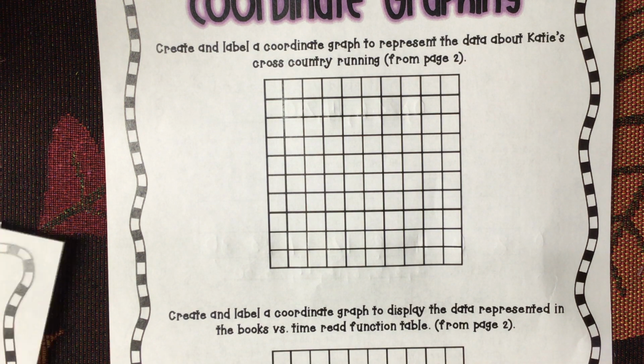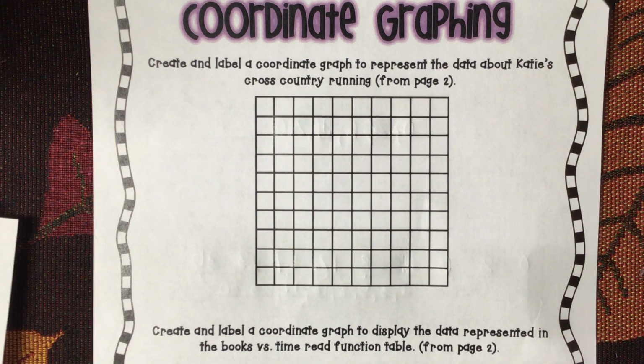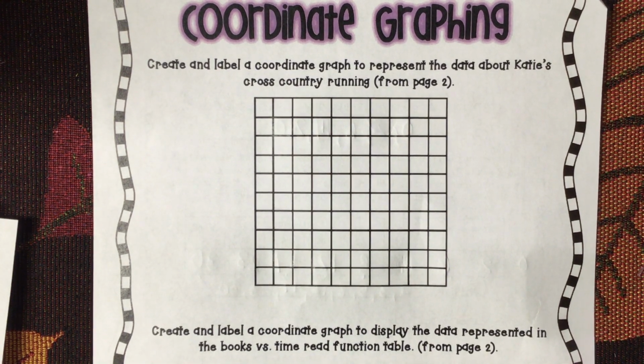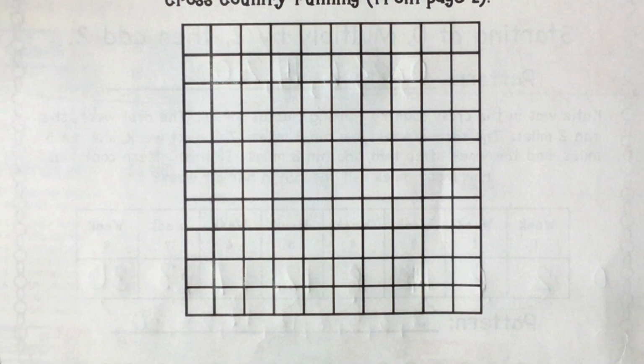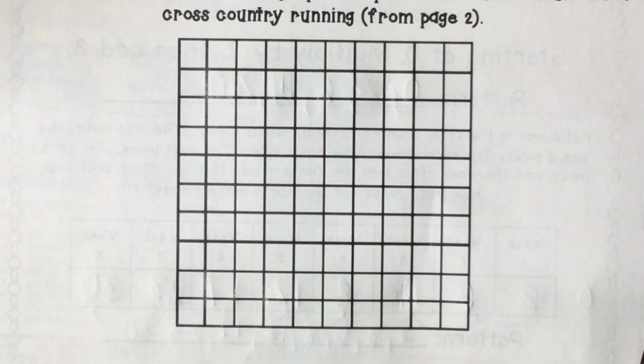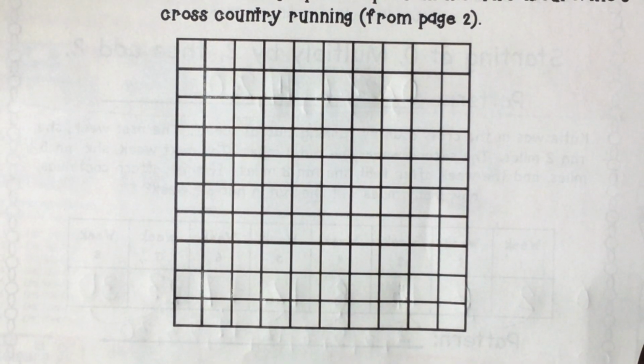Also, I'm going to poke a hole in my paper if I don't put something below it. It says create and label a coordinate graph about the cross-country running. Oh, Colin, are you all right? Look at the graph. What do we have to do first? Your least favorite thing in the whole wide world. Oh. They didn't give you a scale.